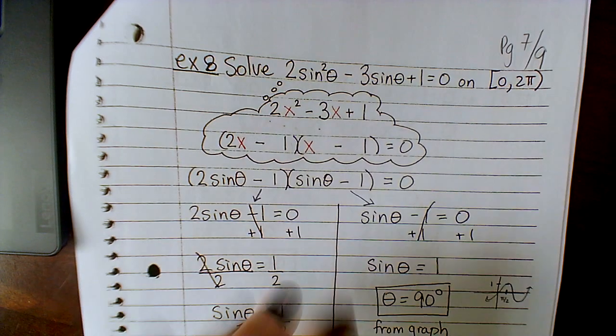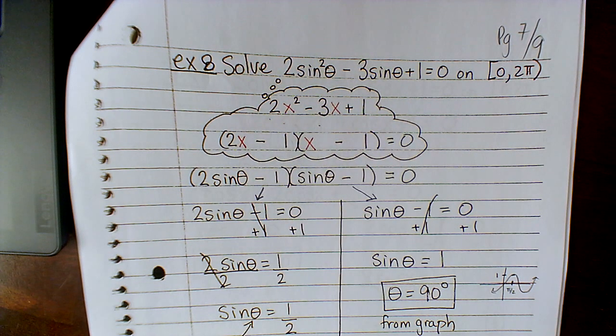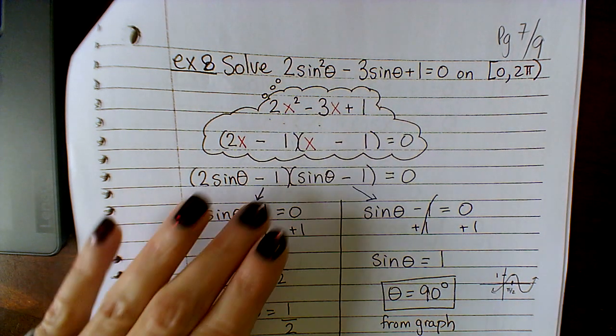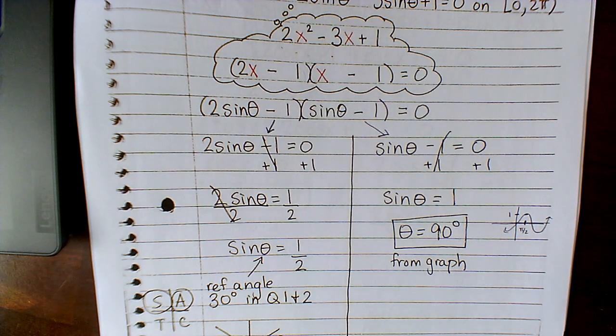So the tricky part of this one was recognizing it as a quadratic that was going to factor. Once you get it factored, then that whole splitting and setting it equal to 0 should be a little more familiar now.